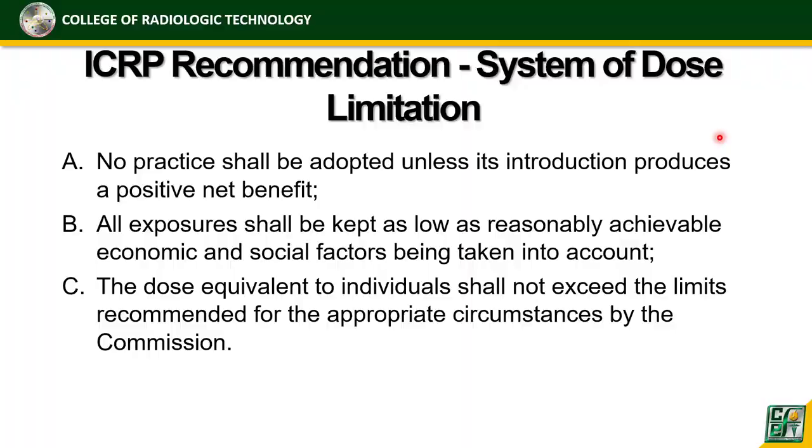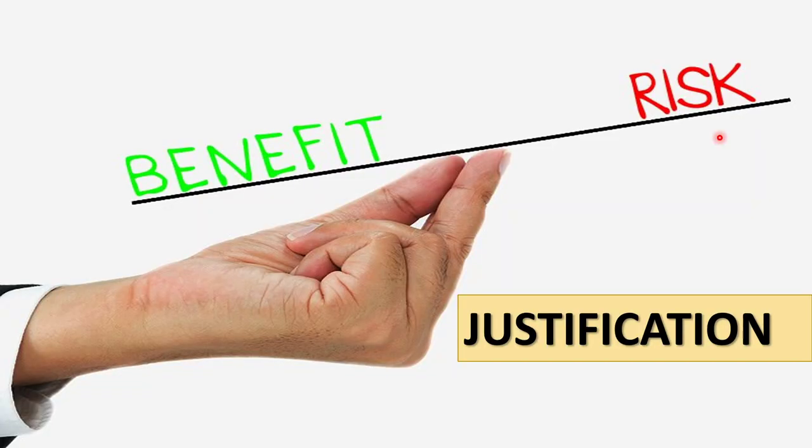So let us continue. Okay, so the ICRP and the International Atomic Energy Agency or IAEA. Okay, so nagkaroon, meron silang nilabas na 3 principles of radiation protection. Okay, we have the principle of justification, the principle of optimization, and the principle of dose limits.